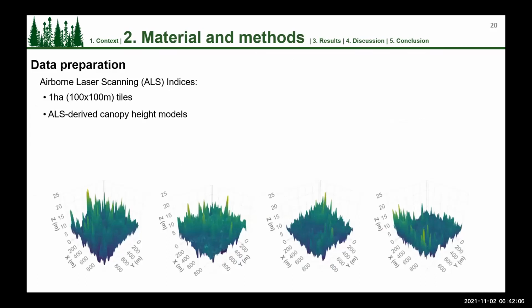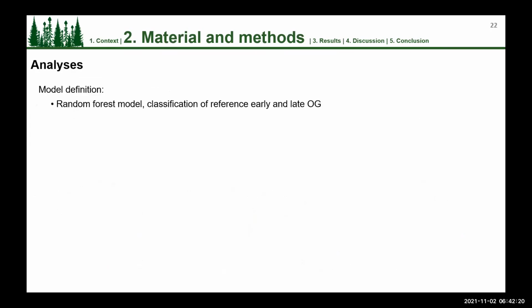And we use not raw ALS data, but a canopy height model derived from ALS data to define 7 ALS indices representing the horizontal and vertical structure of the forest. Then for analysis, we use a random forest model.